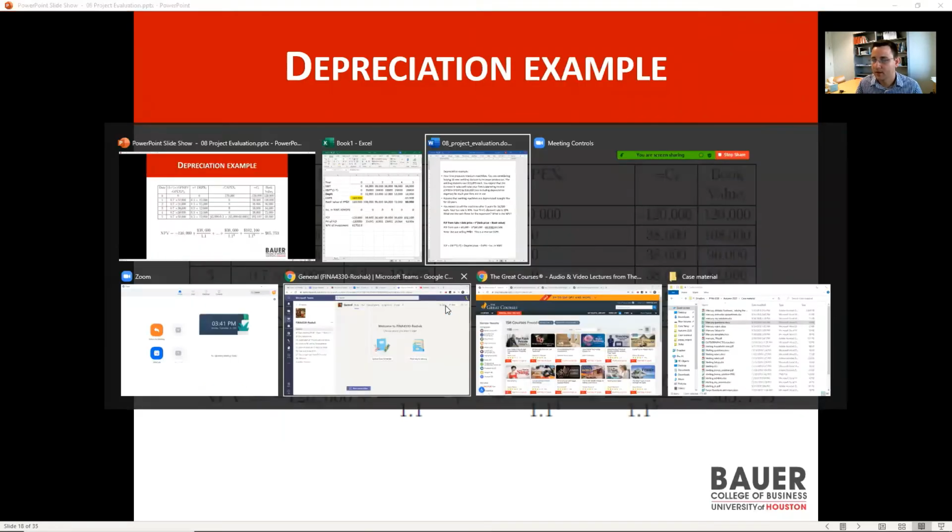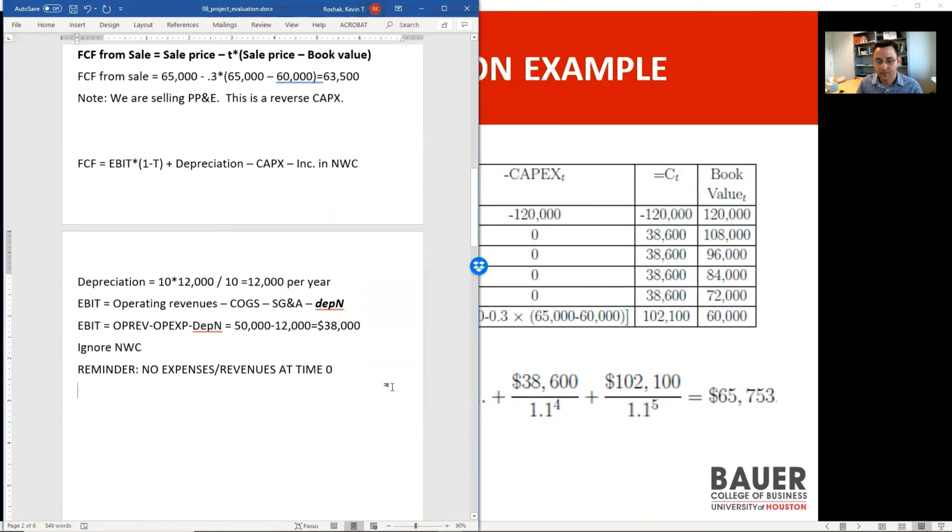This is just a reminder that you can rewrite EBIT times 1 minus T. That's the same thing as your operating revenues minus your operating expenses minus your depreciation, times 1 minus T. And if you add depreciation to this thing, then you can combine like terms.